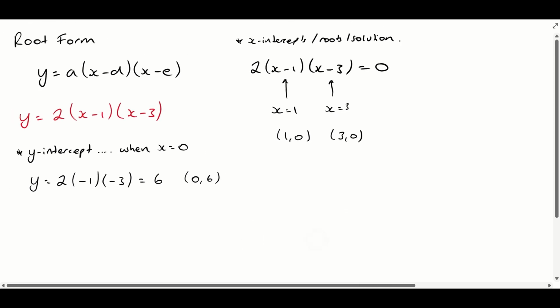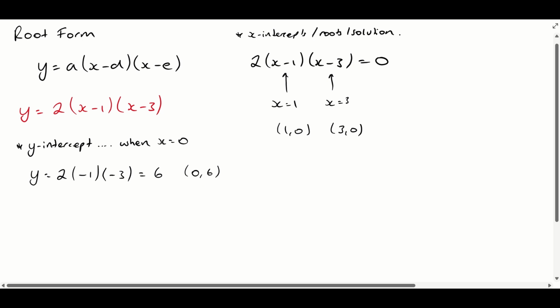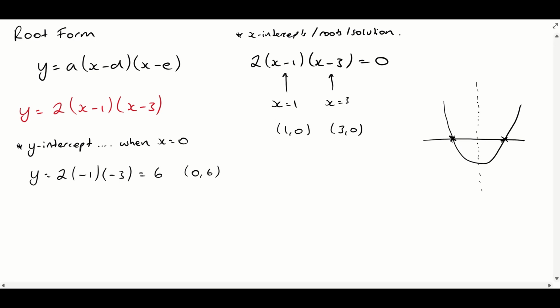Now, next up is the line of symmetry, or our turning point. And these are going to sit exactly halfway between the two roots, right? Because this graph has to be symmetrical. So if you think of a parabola to be like that, and let's say our axis is here, well, we've got a root here, and we've got a root here. So our line of symmetry and our turning point has to be exactly halfway between our two roots. There's nowhere else for it to sit.